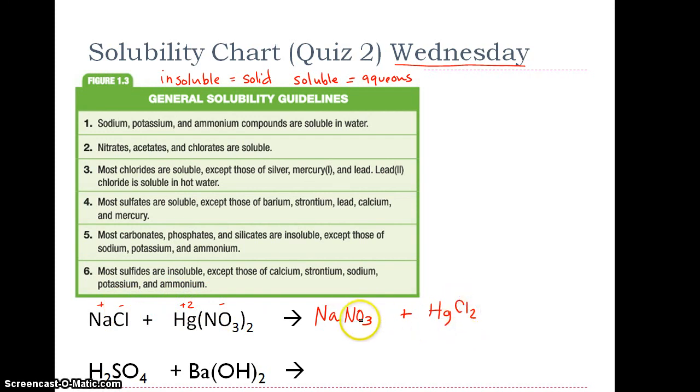So now sodium and nitrate. Let's read up here. Sodium, potassium, and ammonium compounds are soluble in water, all the time. So this is the top one.